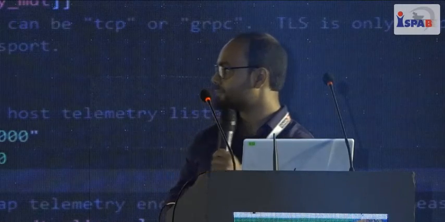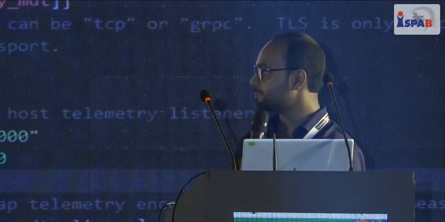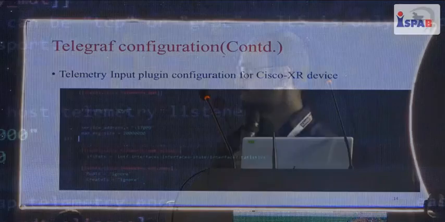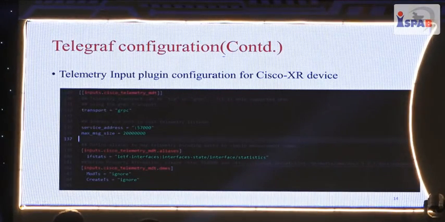Here is the standard configuration of Cisco telemetry for XR devices. The port is specified as 57000, and the transport layer protocol is specified as gRPC.